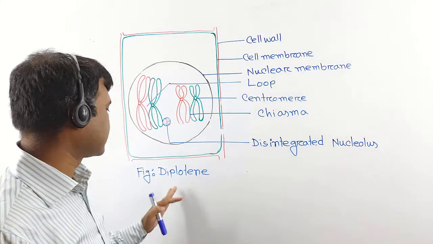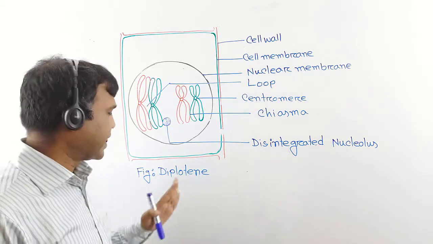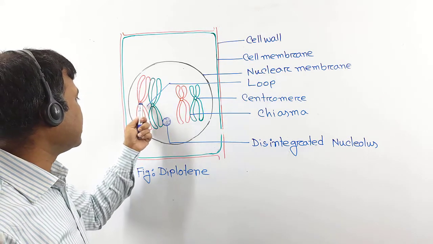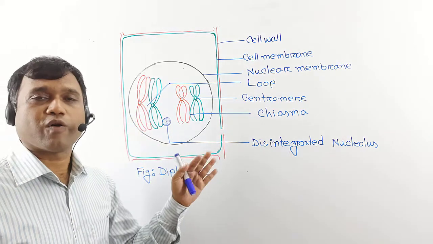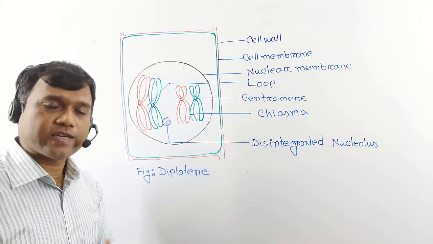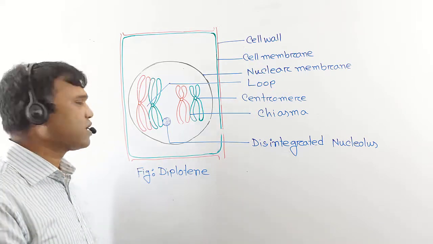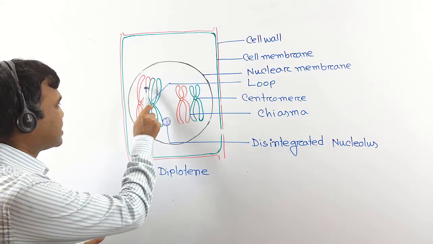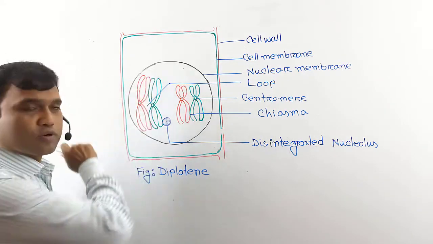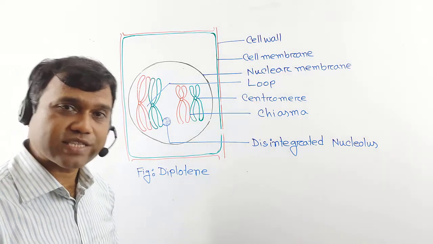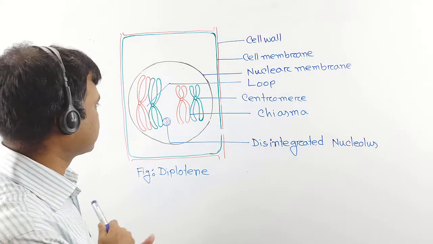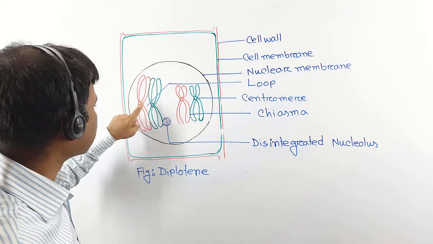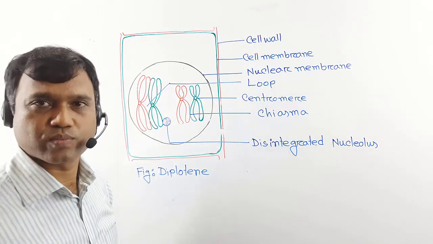Fourth substage, diplotene. In this substage, at first we find that repulsion is created between the two centromeres of a bivalent. As a result, this chiasma place moves to the pole. This process is known as terminalization. And the place between the two chiasmata is known as a loop.